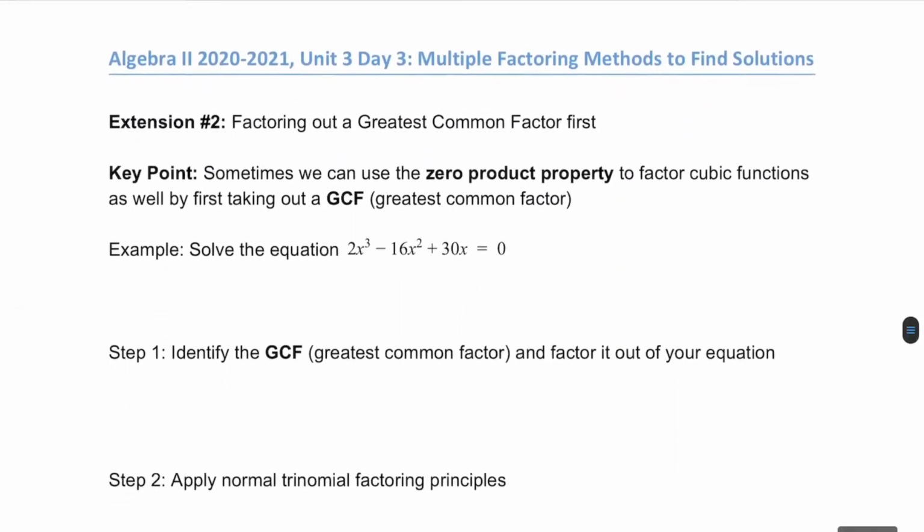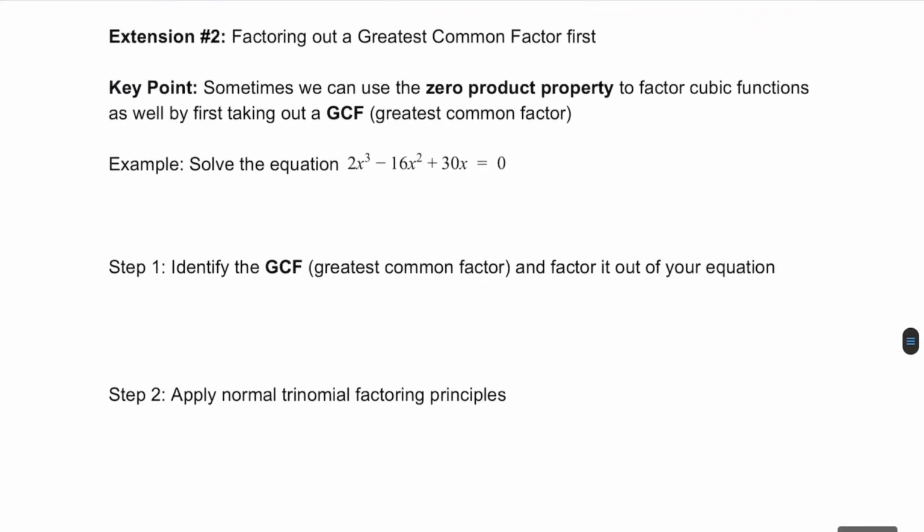All right, two more quick extensions. Extension number 2, factoring out a greatest common factor. So sometimes we can use this same idea, not just with quadratics, with a leading term with degree 2, a squared term, but when we have a cubic function as well.